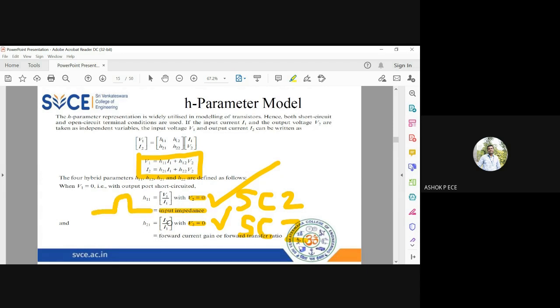And see H21, I2 by I1. So output current by input current. So it is going to be forward current gain. Both are currents, so it is going to have no unit. It is going to be a ratio. So already we have seen the 4 H parameters: input impedance, forward current gain, reverse voltage gain, output admittance. Same thing only you will get here.